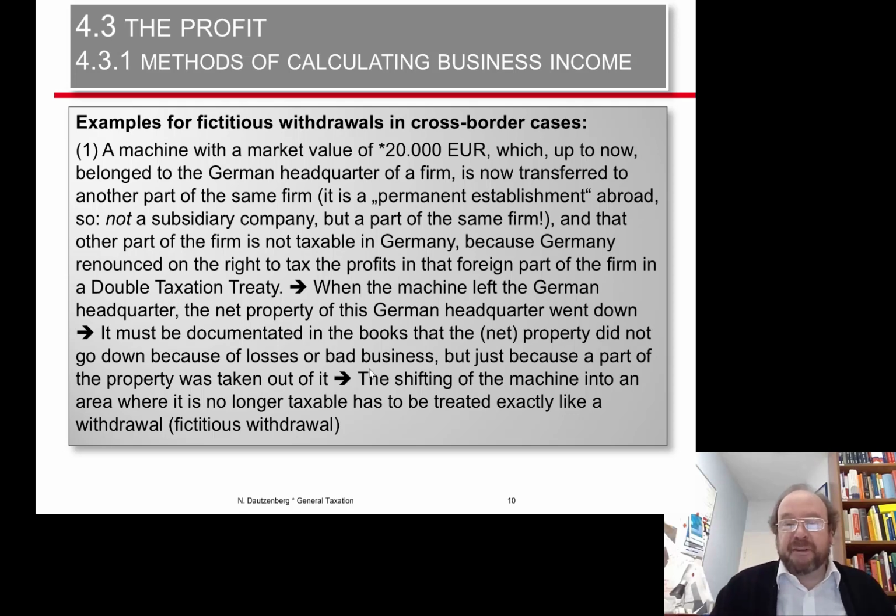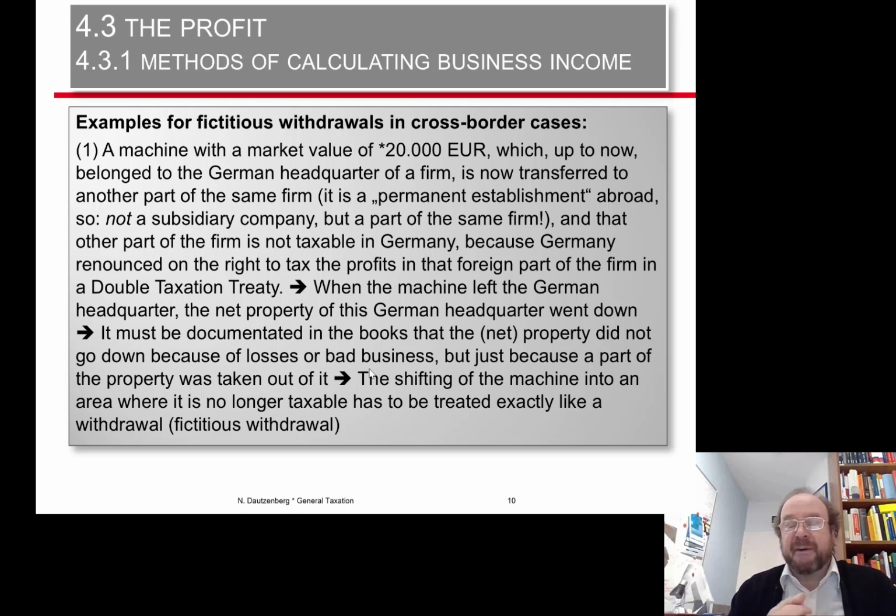An example for a fictitious withdrawal, so not to your private sphere, but to a tax-free part of your enterprise abroad, would, for example, be that you have a machine with a market value of 20,000 euro in the German headquarters of your firm. And now, after some time, you say, I'm rather going to use this in another part of my firm, for example, my factory in Paris. If that part is not an independent company in itself, but only another part of the same firm, then this is not a sale or something, it's just a transfer of property across the border.